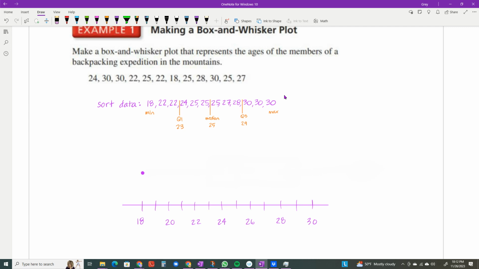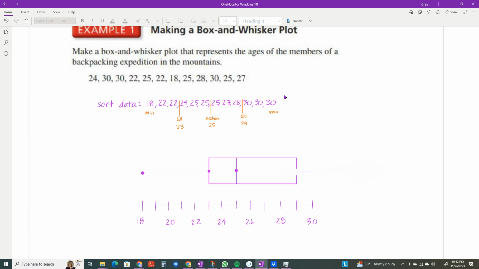I'm going to put a dot at 22, a dot at 23. That's not 23, oops. This is 23. A dot at 25. A dot at 29. And that gave me whatever. There's my dot at 29 and my dot at 30.